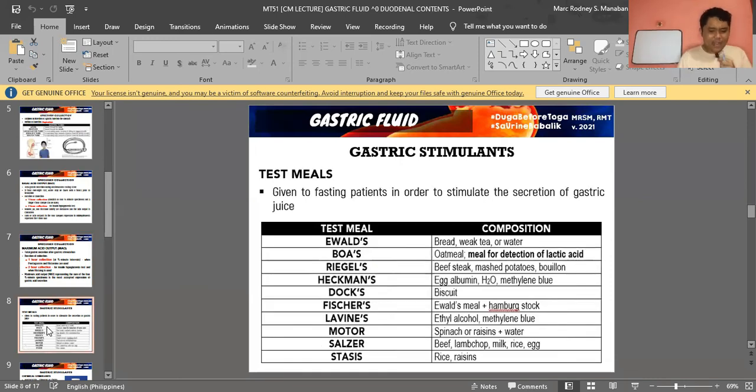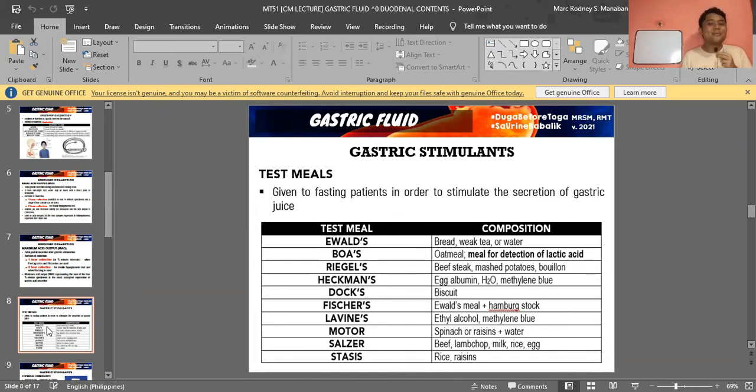All right, okay. Next, you have the different gastric stimulants, meaning what you give the patient to trigger the stomach to produce gastric acid. Okay, so you have first the test meals. You give these to patients, and you let them eat these meals to secrete the gastric fluid. Okay? So you have here the test meal of Ewald's, all right?